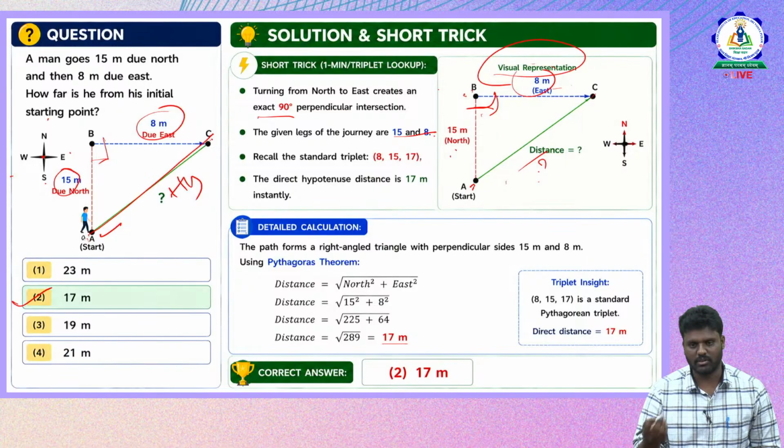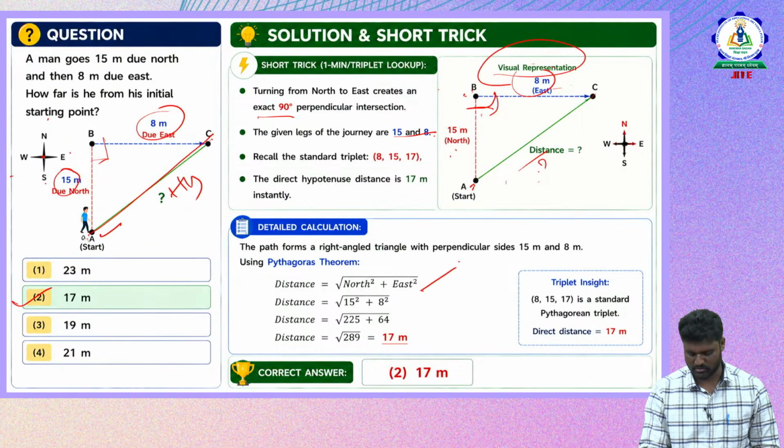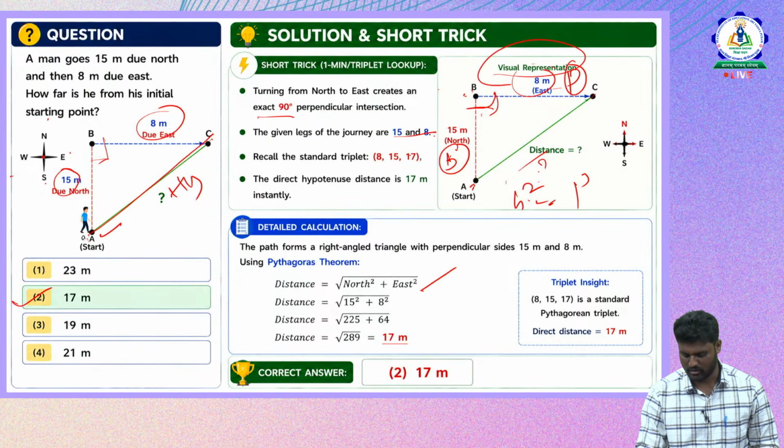If you do not remember the triplets, we can directly apply the Pythagoras theorem, where the distance squared is equal to north squared plus east squared. So h square is equal to, let us assume this is the perpendicular P and this is the base B, h square is equal to P square plus B square. So this we need to identify.